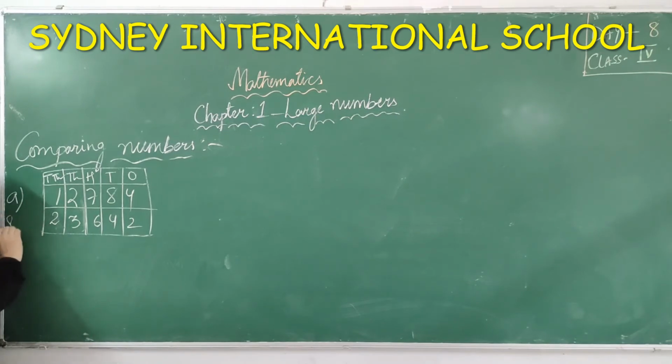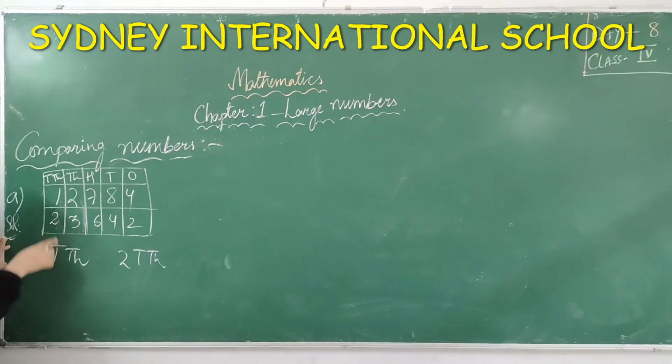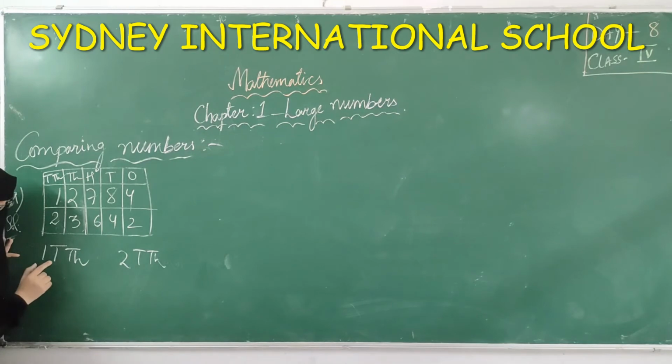How to compare the numbers? We are starting from 1. This is how we can read this number: 12,784. This 1 is at which position? Ten thousands. Next, 2 is at which position? Thousands. If you read it separately, 1 ten thousand means 10,000. Which is bigger? 20,000 is bigger. That's why I'm placing it like this.